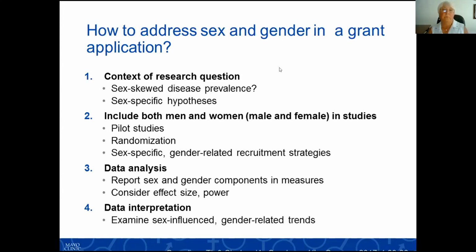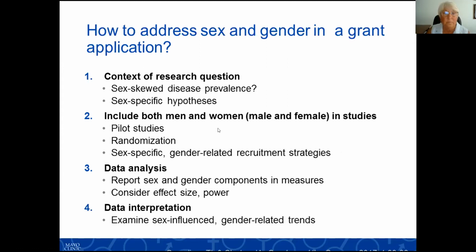So how do we really address sex and gender in a grant application? Well, I think this is critical and requires us to really think about our research question in a new way. Is there a sex-skewed distribution or prevalence of the disease? Is your hypothesis sex-specific?